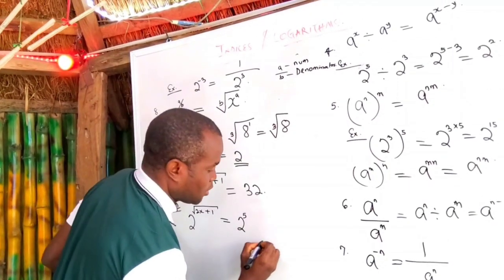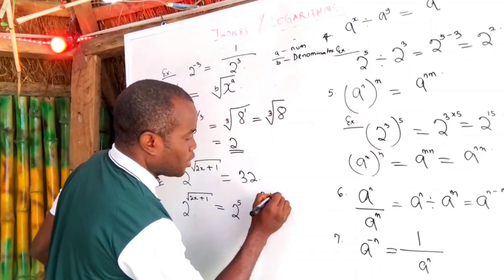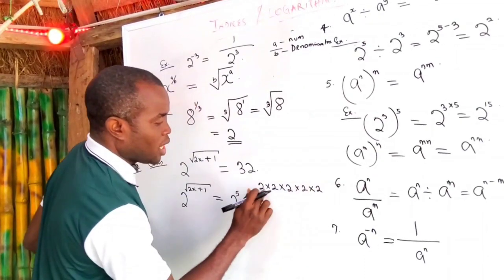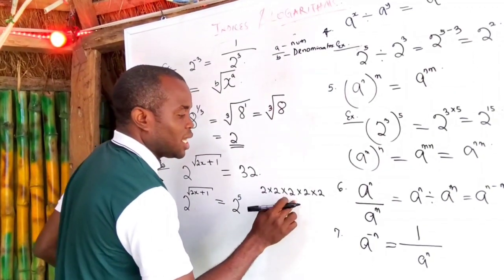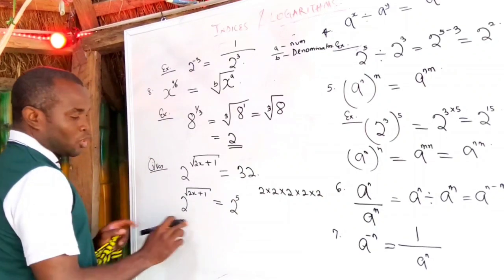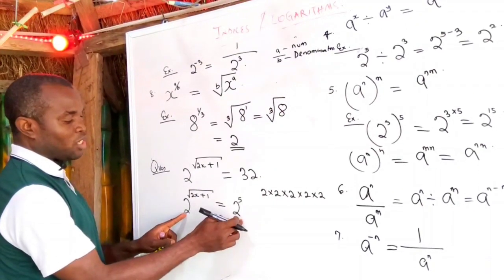Let's prove that. 32, we say 2 raised to power 5. Multiply 2 by 2, by 2, by 2, by 2, that's 5: 1, 2, 3, 4, 5. All right, 2 times 2 is 4, 4 times 2 is 8, 8 times 2 is 16, 16 times 2 is 32. So that means we're right with this. So you can see we've converted this very equation to be of the same base.